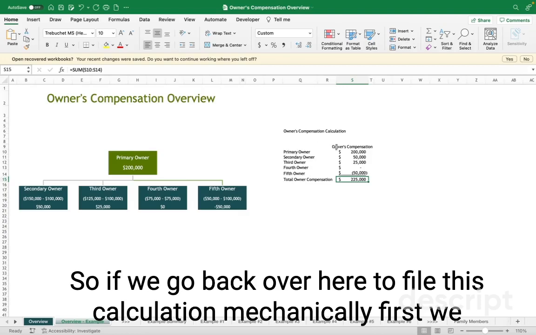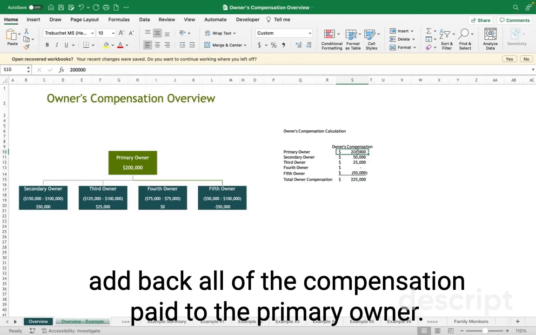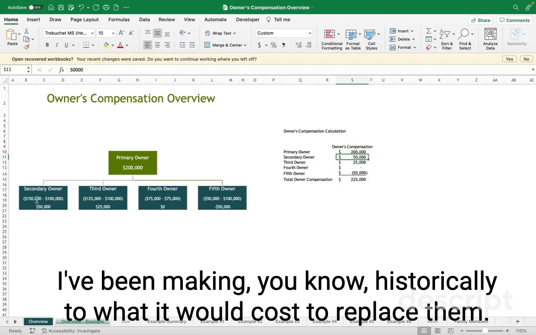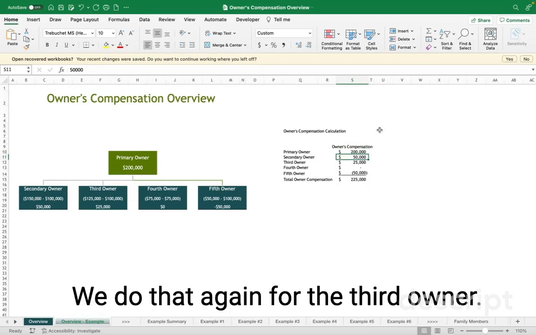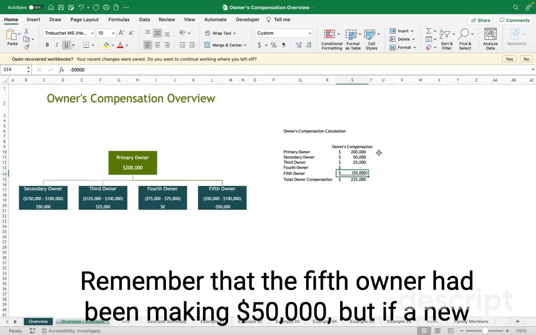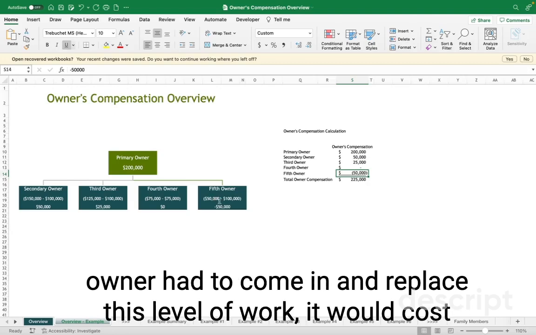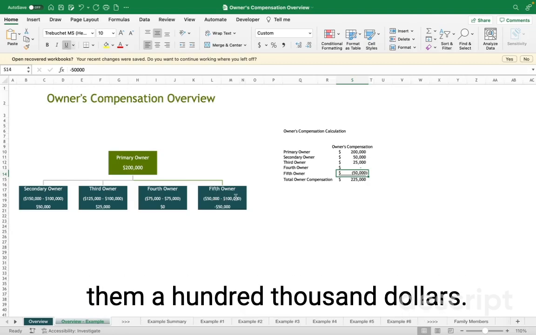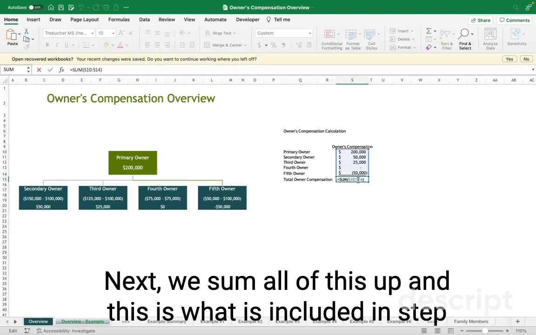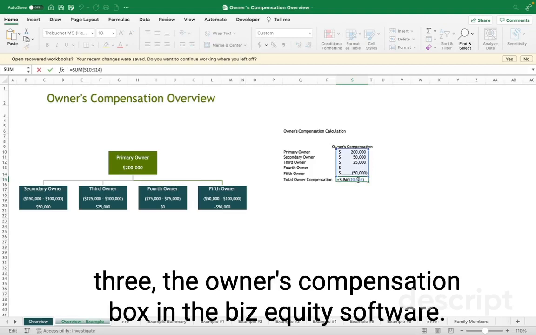So if we go back over here to follow this calculation mechanically, first we add back all of the compensation paid to the primary owner. Next, we add any excess or shortfall from comparing what that secondary owner had been making historically to what it would cost to replace them. We do that again for the third owner. In this case, it's the $25,000. Fourth owner, as well as the fifth owner. Remember that the fifth owner had been making $50,000, but if a new owner had to come in and replace this level of work, it would cost them $100,000. So there was a $50,000 shortfall. Next, we sum all of this up, and this is what is included in step 3, the owner's compensation box in the BizEquity software.